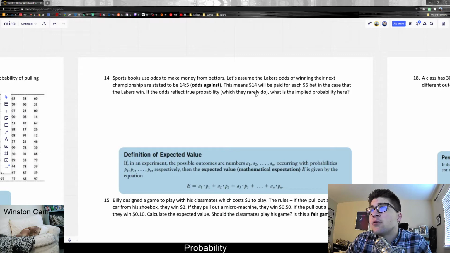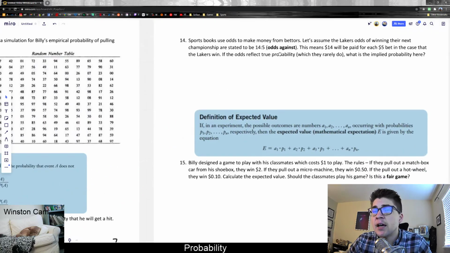So this means that $14 will be paid out for each $5 that are bet in the case that the Lakers win. So essentially there's an underlying probability here, but this is the odds against them winning, because the odds are describing a payout. But let's just use the odds against formula and see what the implied probability would be here.